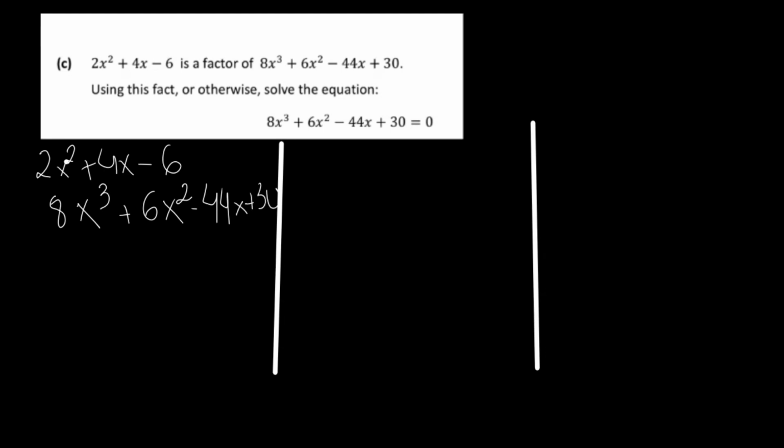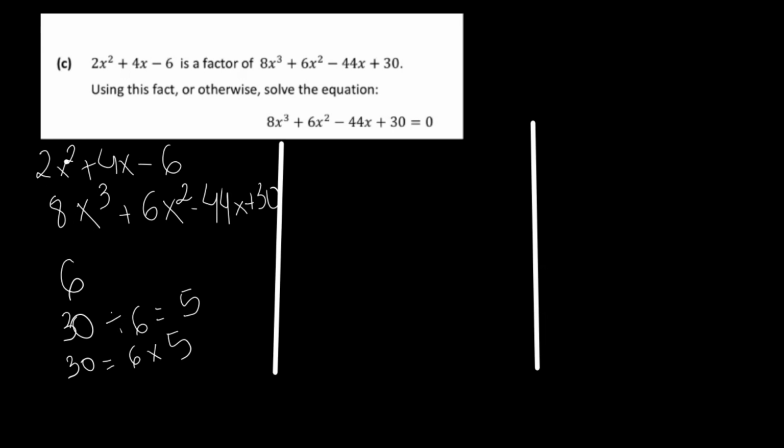plus 30. Okay, so let's understand the idea before we start with a simple example. If I tell you 6 is a factor of 30, we have to find the missing factor. So we divide 30 by 6, and we find 5. Therefore, 30 is equal to 6 multiplied by 5.